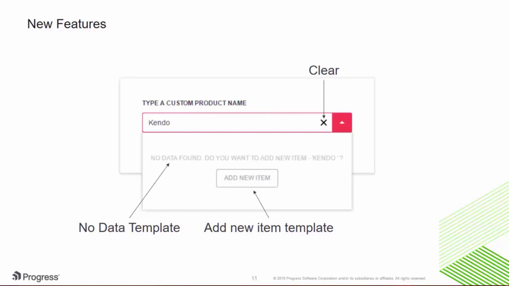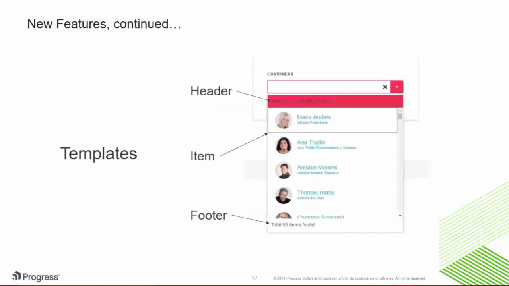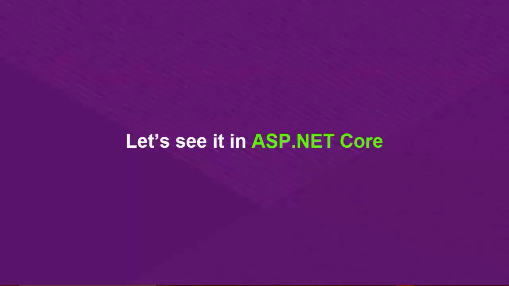Clear buttons are now standard across most input fields, and drop-down, combo, and autocomplete widgets received major updates like No Data and Add New Item templates. In addition, new header, footer, and item templates have been added, giving you full control over how drop-downs, combos, and autocomplete boxes render. Let's jump over to Visual Studio running ASP.NET Core and see some of these new features in action.